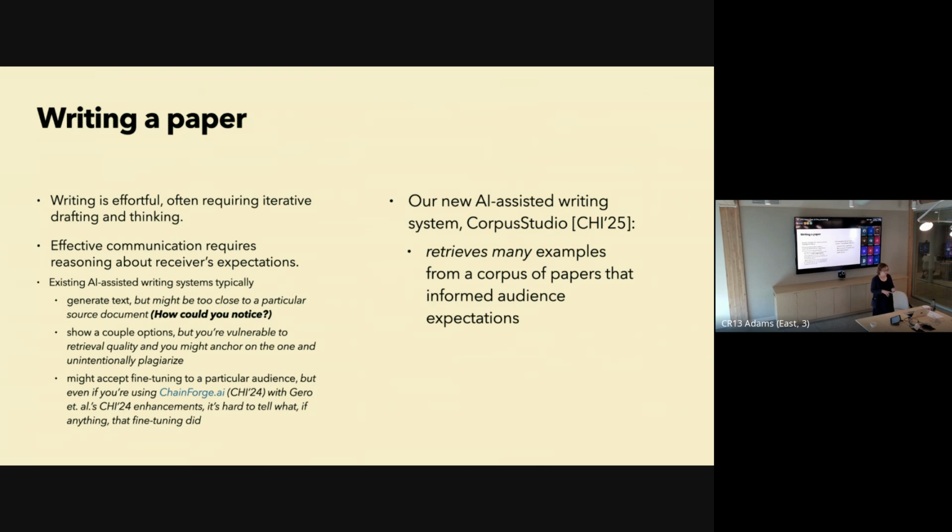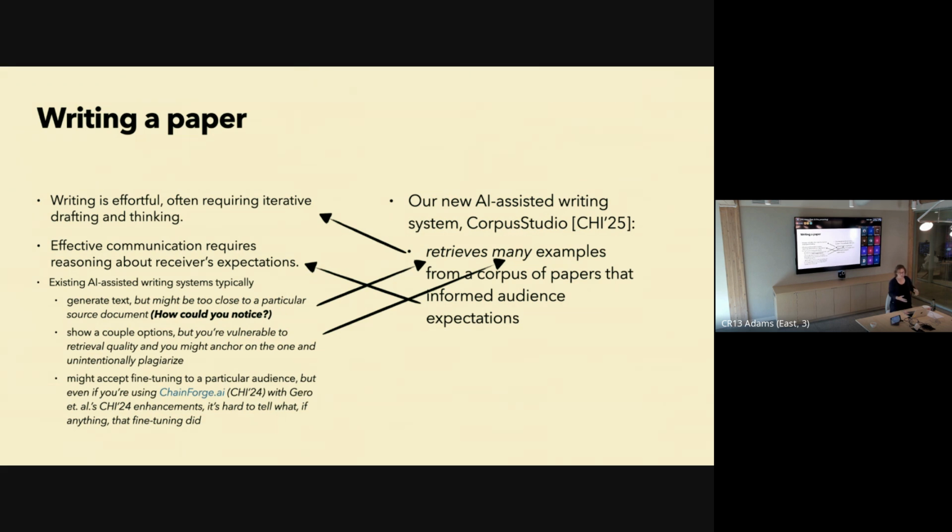So instead, we tried an alternative approach. We tried retrieving not just a couple of examples, one of which you might anchor on. We retrieved many, many examples from a corpus of papers that were likely to inform your readers' expectations, right? So you're writing a systems paper. This is a corpus of systems papers previously published in your community. And so by retrieving rather than generating, we get rid of this unintentional plagiarism issue. By showing more than a couple of examples, you don't necessarily anchor. The corpus is from what your readers have probably already read, okay?